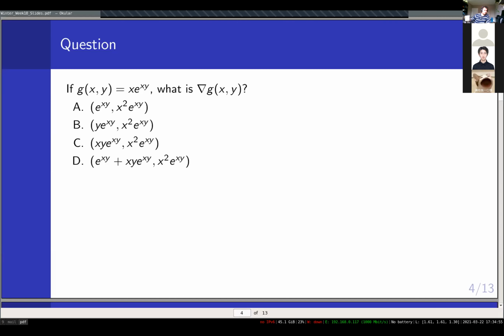Doesn't the second component help you differentiate? Yes, that's true. In this case, you can see all the second components are x squared e to the xy, so it doesn't help you. If you observe that, you realize all you need to do is compute the x derivative and you can figure out which one it is, right? It saves you a little bit of time if you observe that, but yeah, you're absolutely correct.